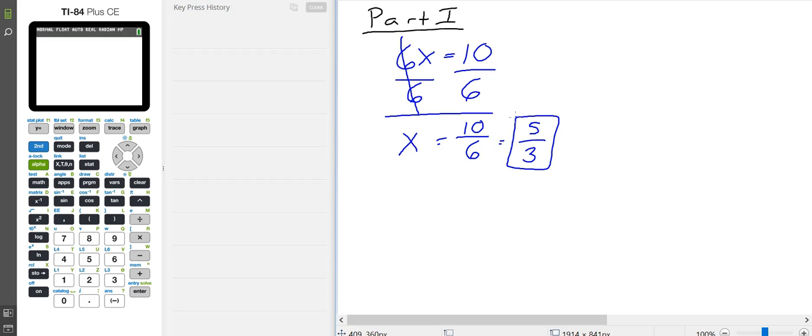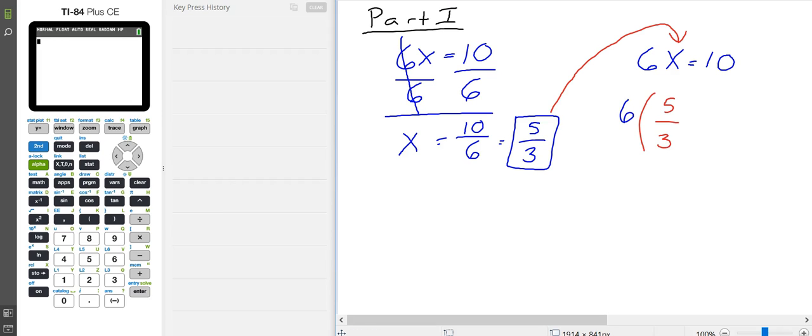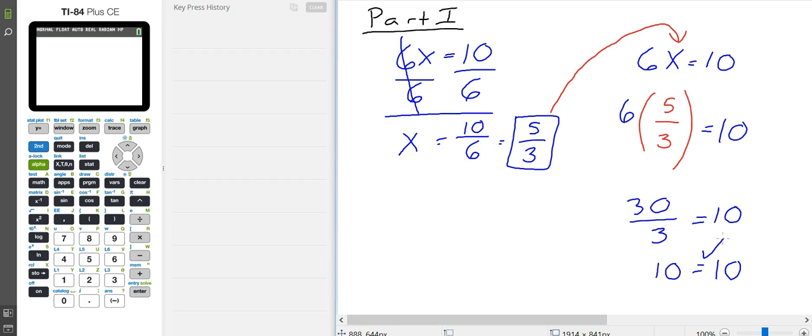Now let's plug it back in and see if we got the right answer. 6 times x is equal to 10, and we're plugging in 5 over 3 for x. So 6 times 5 over 3 is equal to 10. Let's solve this. 6 times 5 is 30 over 3, and we want to make that equal to 10. Is 30 over 3 10? 10 is equal to 10. Therefore, we got the answer right. x is equal to 5 over 3.